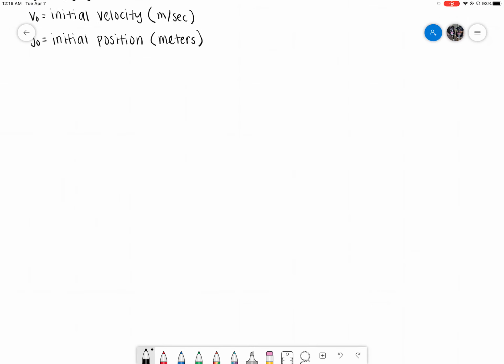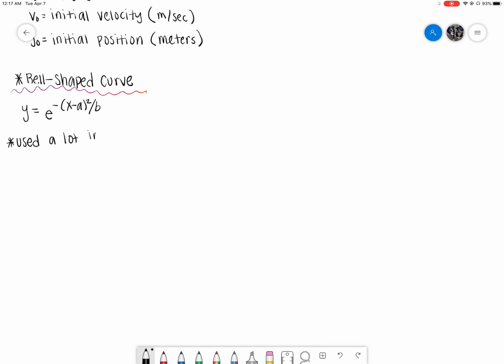Next up, we have the bell-shaped curve family. So functions in this family have this form: y is equal to e to the negative x minus a squared divided by b. This is used a lot in statistics. We are not going to get into the details here, but if you want to learn more about it and want to use it, take stats with me in the spring next year.